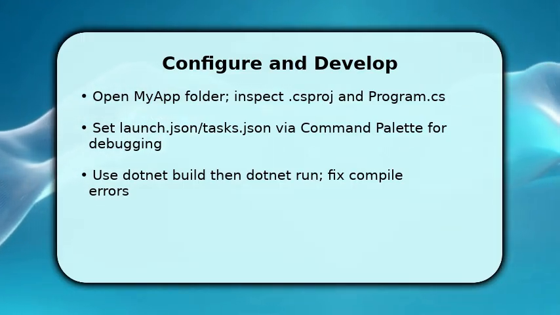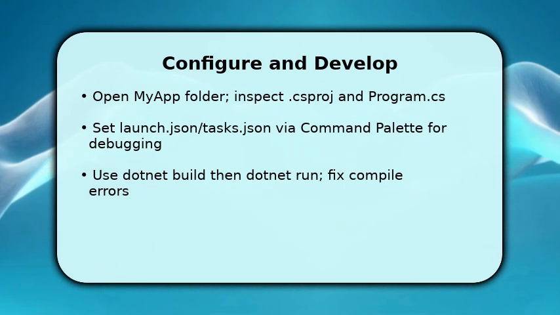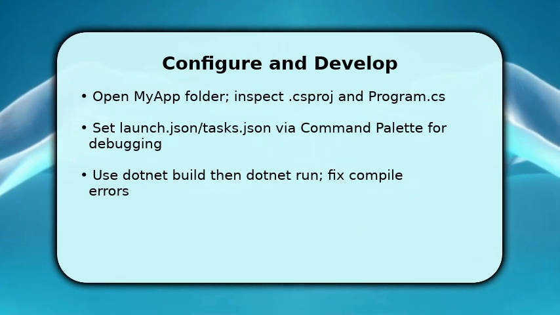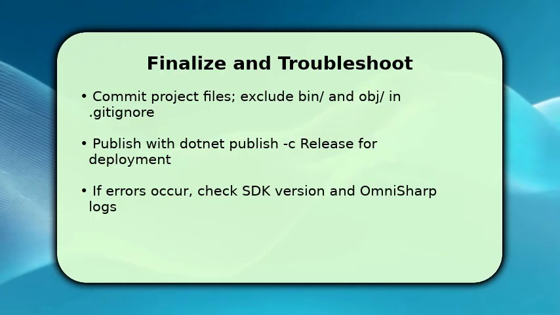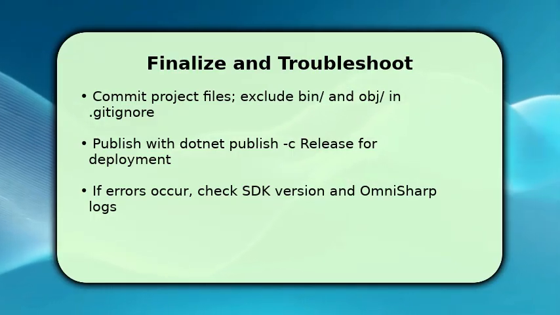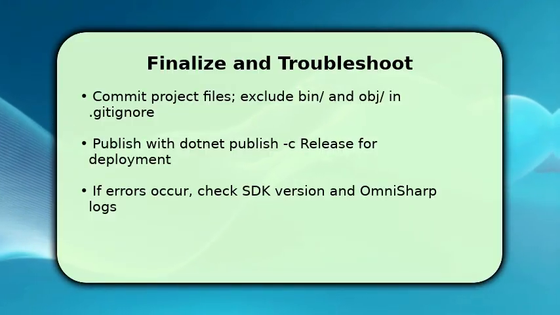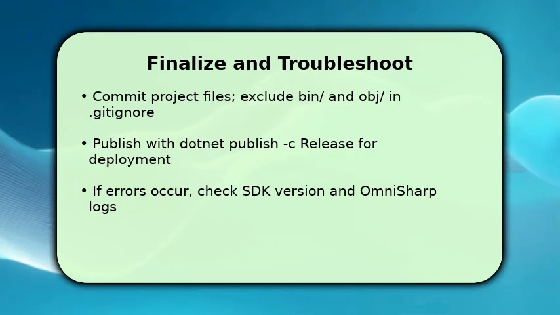Make sure to add NuGet packages with dotnet add package. You finish by cleaning up and preparing for deployment. Add .gitignore entries for bin and obj, commit source and project files, then publish with dotnet publish -c Release when ready. If something breaks, check the SDK version with dotnet --info and ensure it matches your project's target framework.